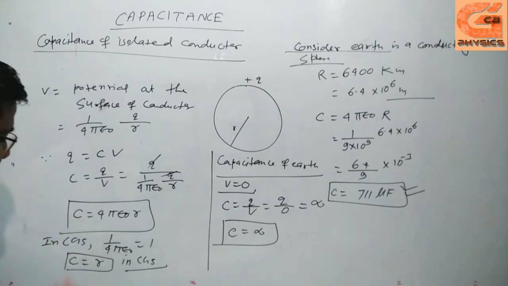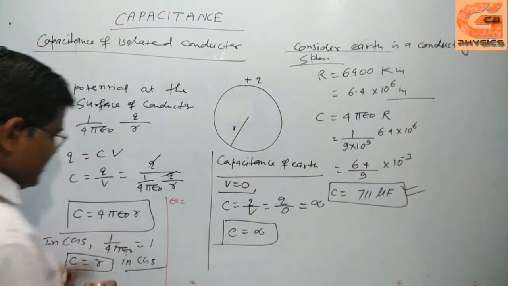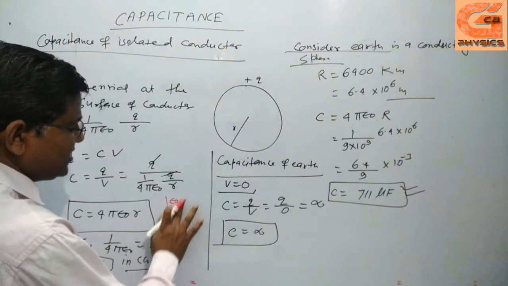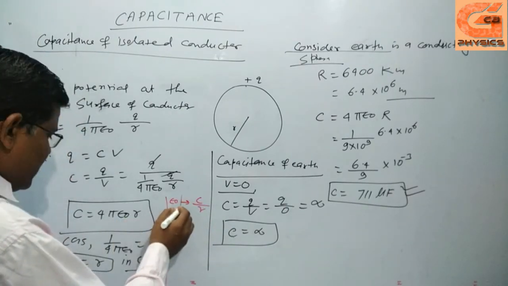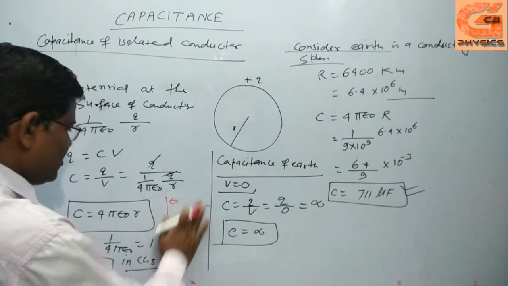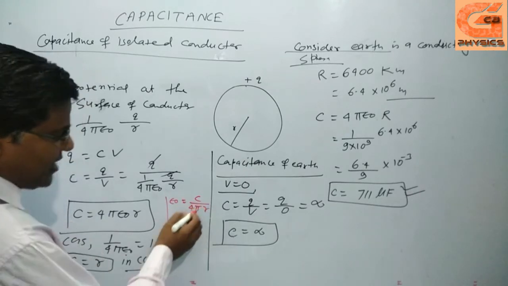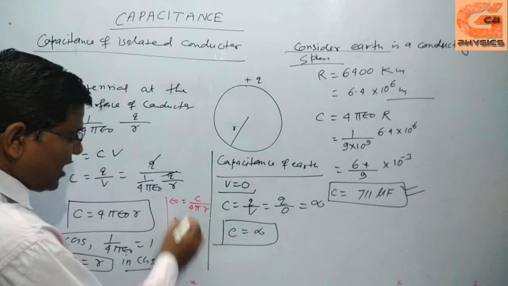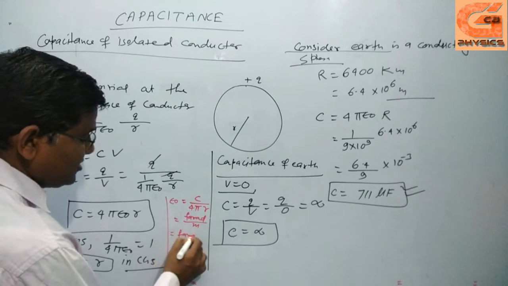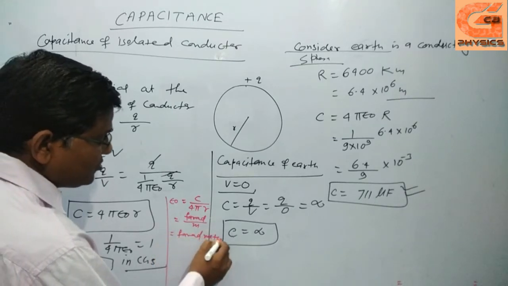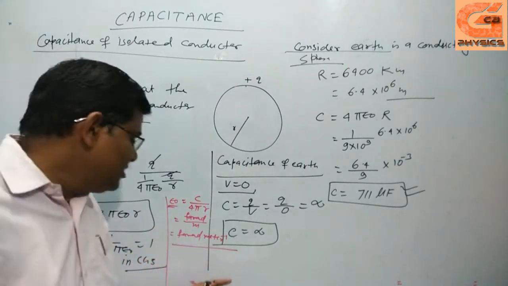Suppose from this, C is equal to 4 pi epsilon naught R, so epsilon naught is equal to C by 4 pi R. Dimensionally it is C by R, so farad per meter is also a unit of epsilon naught. This is the new thing, that's why I have noticed it here.